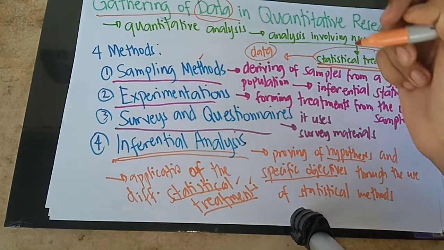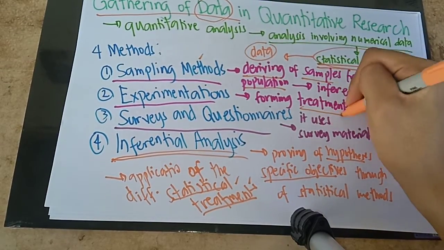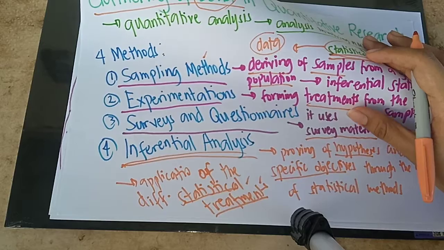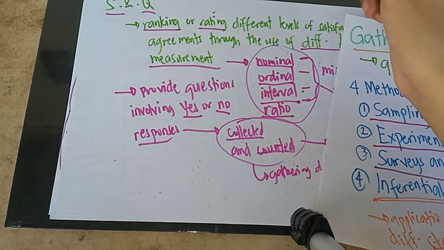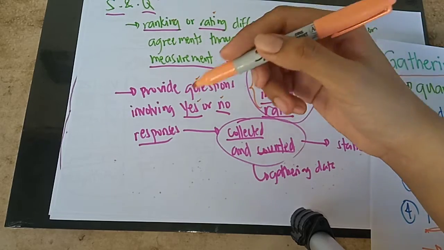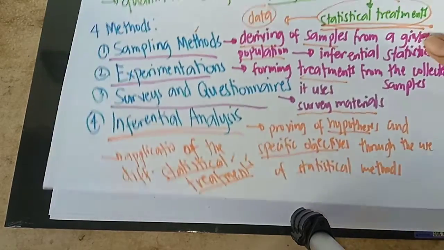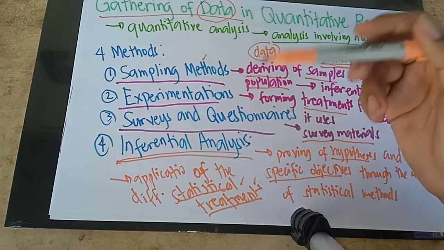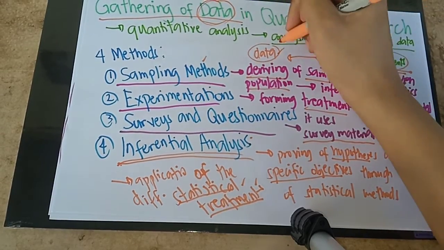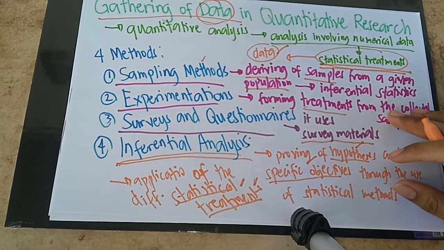To recap once more, we have sampling methods in which we derive samples from a given population. Next, experimentation, where we form treatments. Surveys and questionnaires use survey materials that give ranking or rating of different levels of satisfaction, and they use the 4 levels of measurement. They also provide yes or no questions, and the responses will be collected and counted. The 4th method is inferential analysis, in which the gathered data will be subjected to statistical treatments in order to form another data. This other data will prove hypothesis and specific objectives, and it involves the application of different statistical methods or treatments.